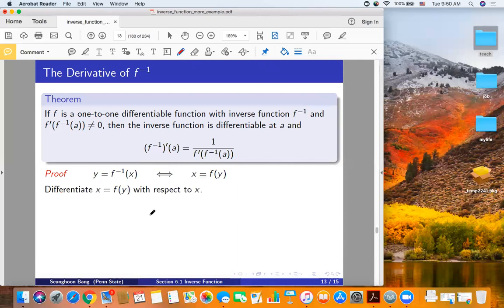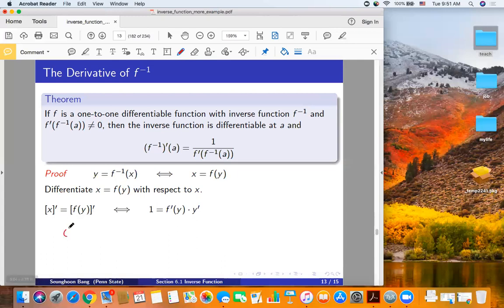Differentiate x equals f of y with respect to x. So take the derivative to both sides. What is x prime? Do you know what x prime is? So could you write your answer on the chat board? What is x prime? Yep, x prime is 1. Thanks. It is 1.